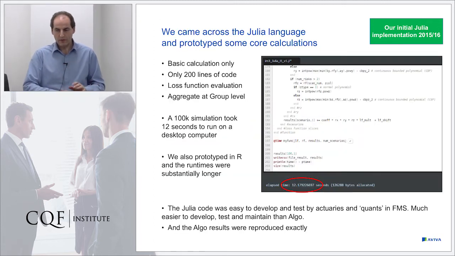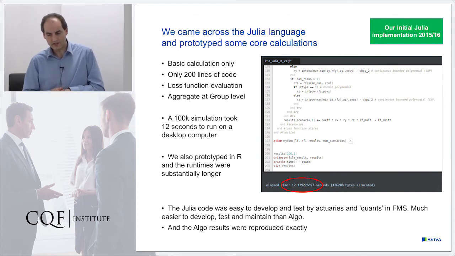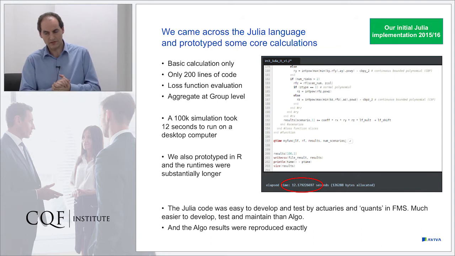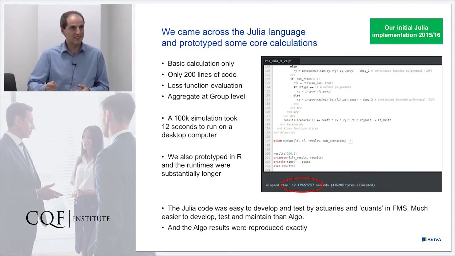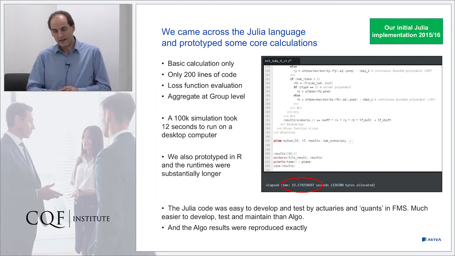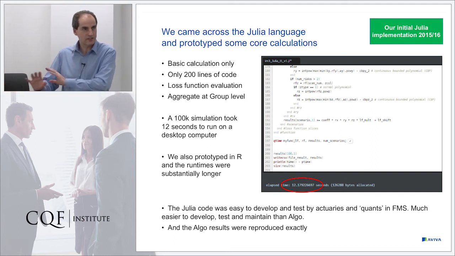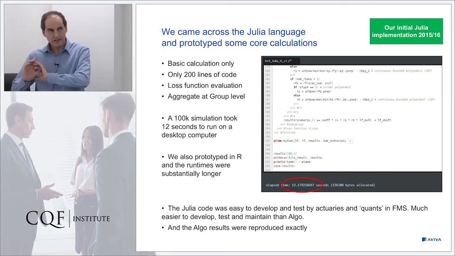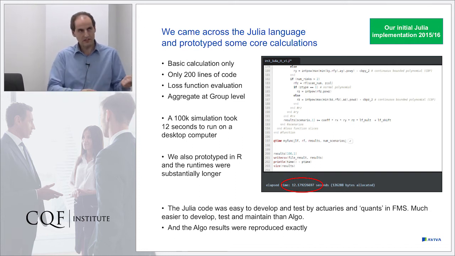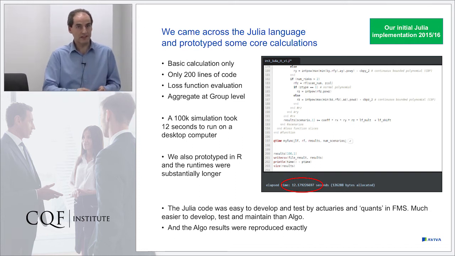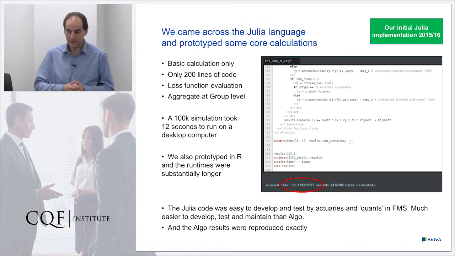But when we were looking, I keep an eye on these things, and I came across the Julia language, and I thought in my own time I'd just prototype some of the calculations. So we took some of the core calculations, one of the loops that's the most intensive loop in the system, and it's only 200 lines of code, or well, I don't know what it is in Algo because you can't see it, but in 200 lines of Julia, we managed to build that calculation, feed in our group data, and reproduce the Algo numbers from year end 14, I guess it would have been at the time.